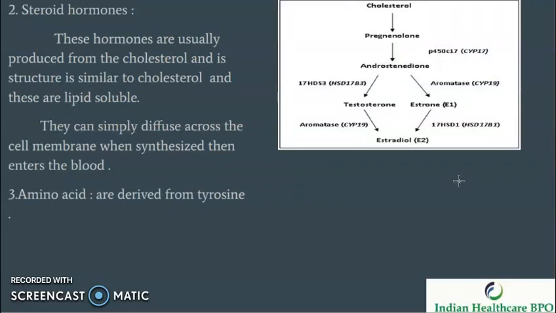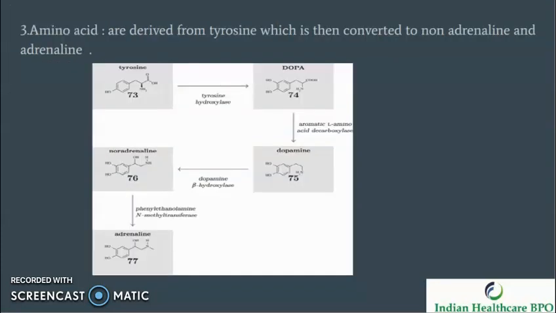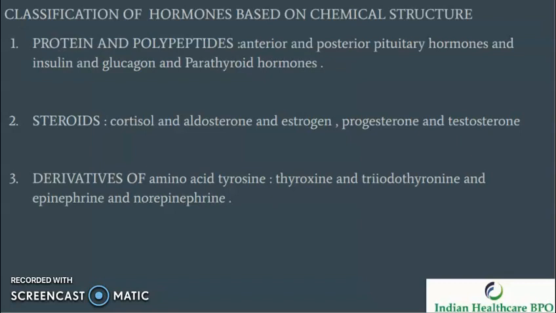Then the steroid hormones. These hormones are usually produced from cholesterol, and the structure is similar to cholesterol, and they are lipid soluble. They can simply diffuse across the cell membrane when synthesized and then enter the blood. The third type is amino acid derived, derived from tyrosine, which is then converted to adrenaline and noradrenaline.